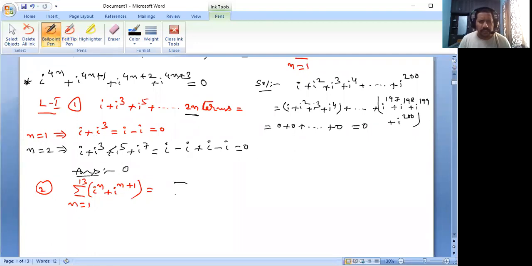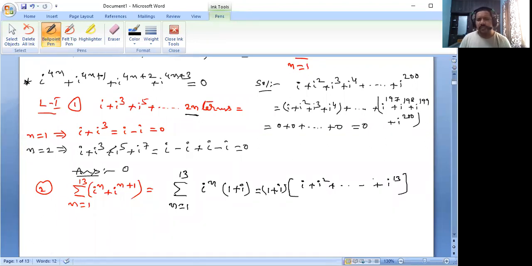See, sigma n is equal to 1 to 13. In both the terms, what is common? i power n, or not? Remaining, what is there? 1 plus i. Take 1 plus i outside, then wherever it is n, apply the limit. n is equal to 1 to 13: i plus i square and so on, up to i power 13.